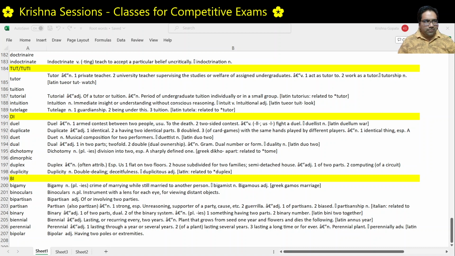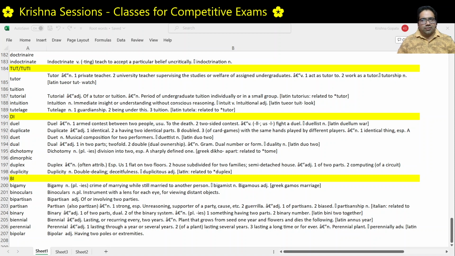Please note there is one more word, which is DUAL. DUAL means in two parts. Double. DUAL means double. DUEL is a kind of fight between two people. Don't get confused. Duel and dual. Die, do, these are all related to double.